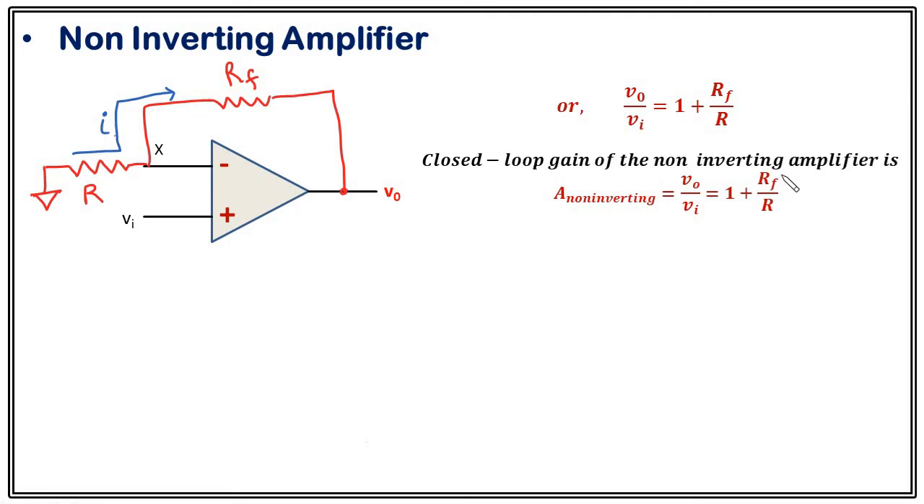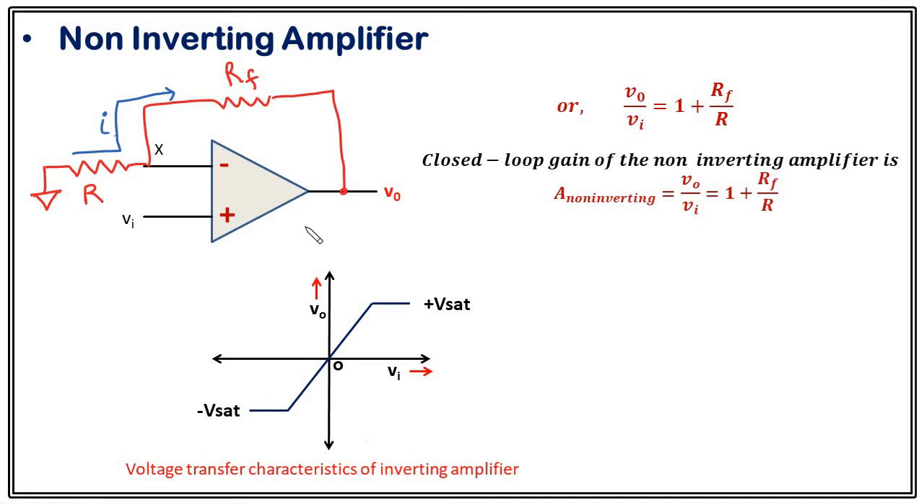Here you can see, just by tuning Rf and R, you can tune the amplification factor of the non-inverting amplifier. So similar to the inverting amplifier, here also we can tune R and Rf in order to control the gain of this amplifier. For this amplifier, we can look at the voltage transfer characteristics, and it will look like this.